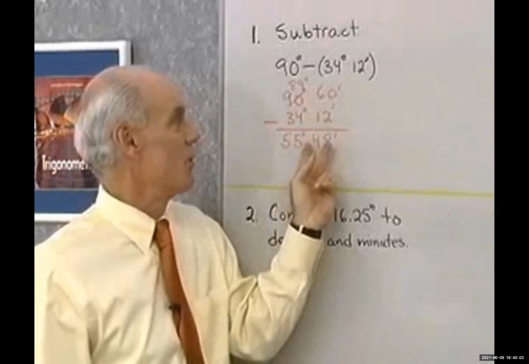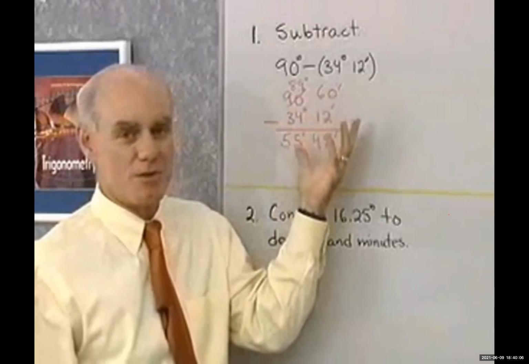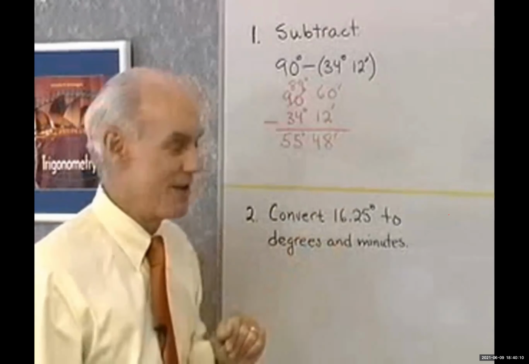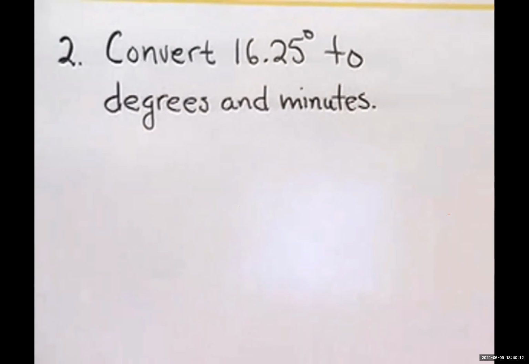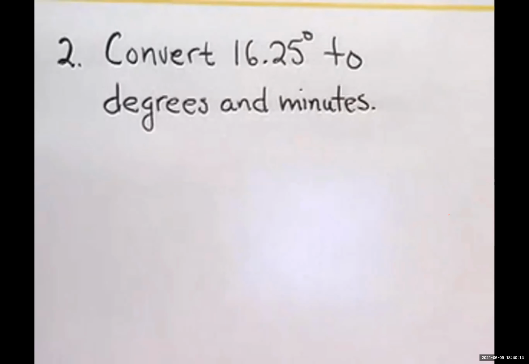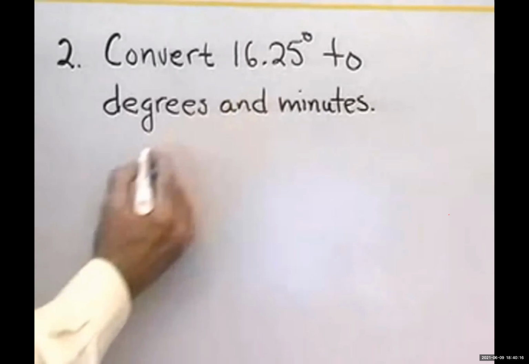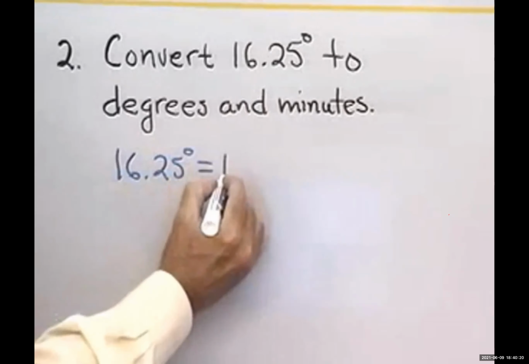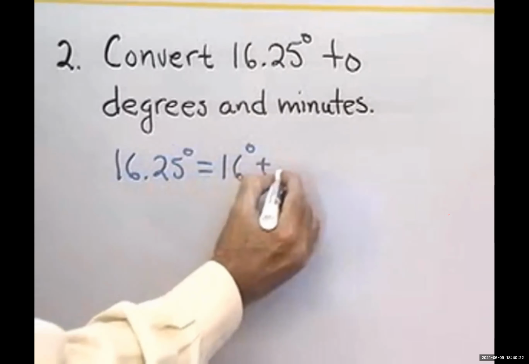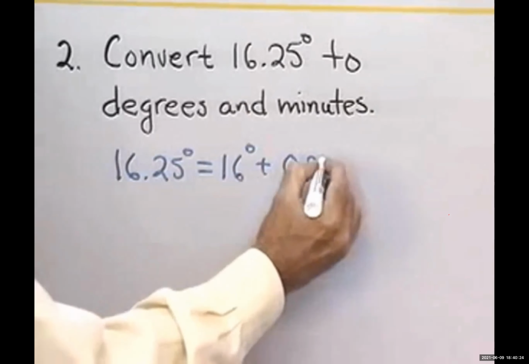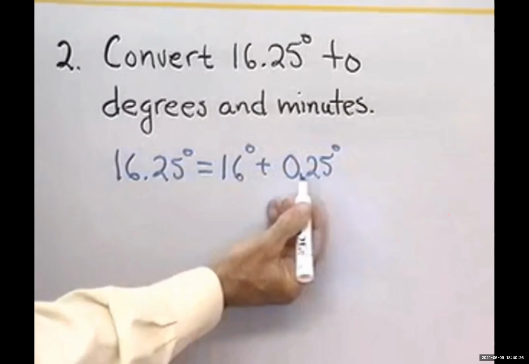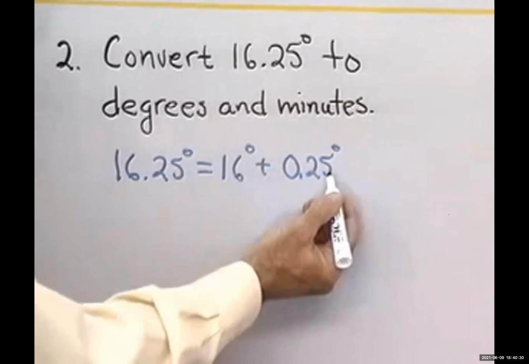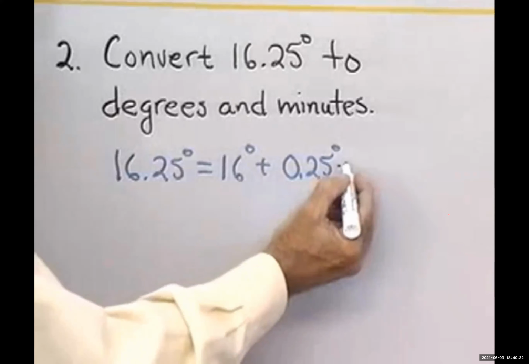And sometimes when we work in degrees and minutes, we have to do some borrowing, just like you did in regular arithmetic with whole numbers. Here's our next problem. Let's convert 16.25 degrees to degrees and minutes. So I look at it this way. 16.25 degrees is the same as 16 degrees plus 0.25 degrees. So I can just split it up into the whole number part and the decimal part. And then what I'm going to do here is just multiply by 60 minutes.